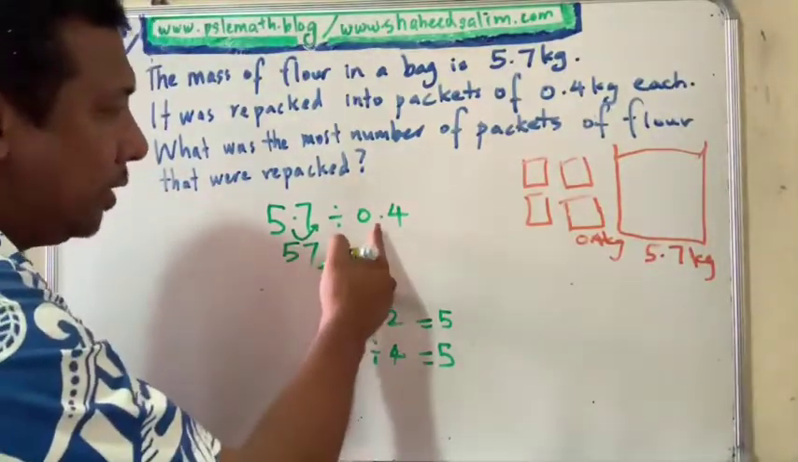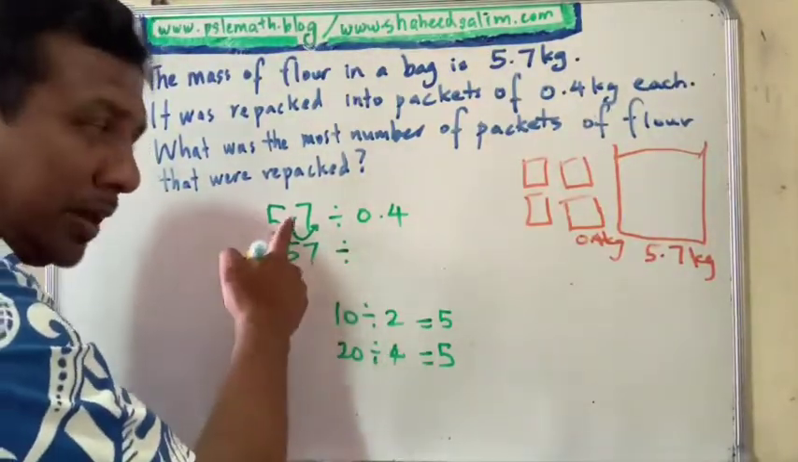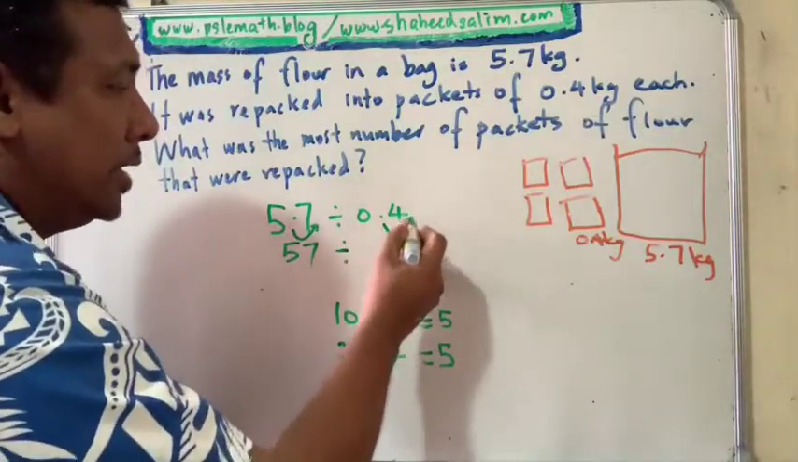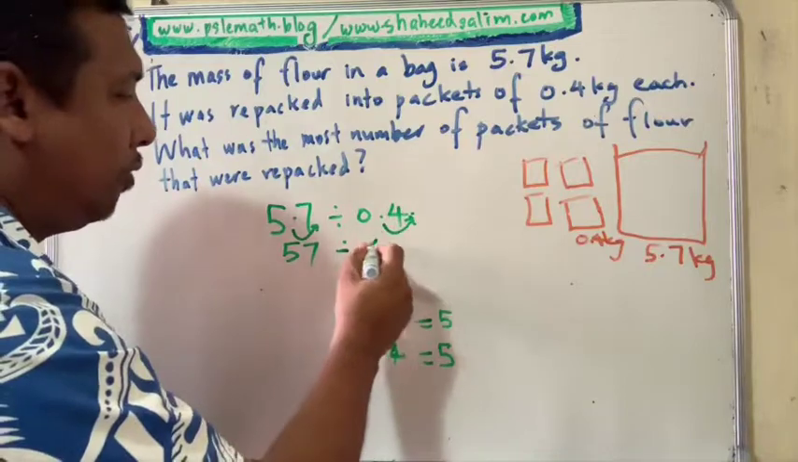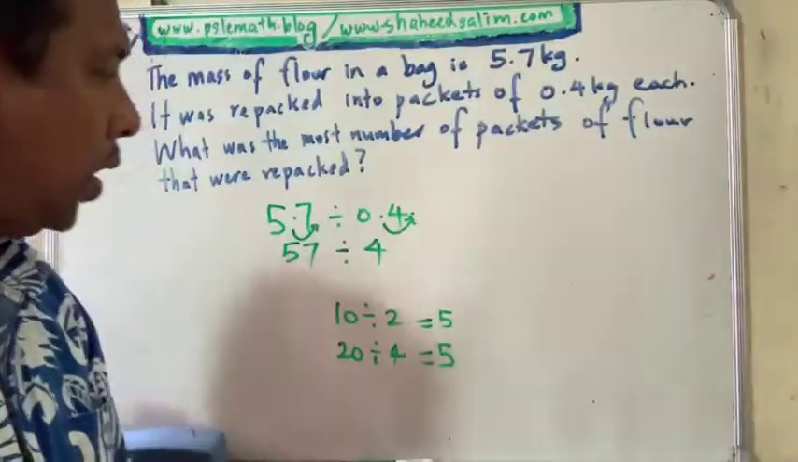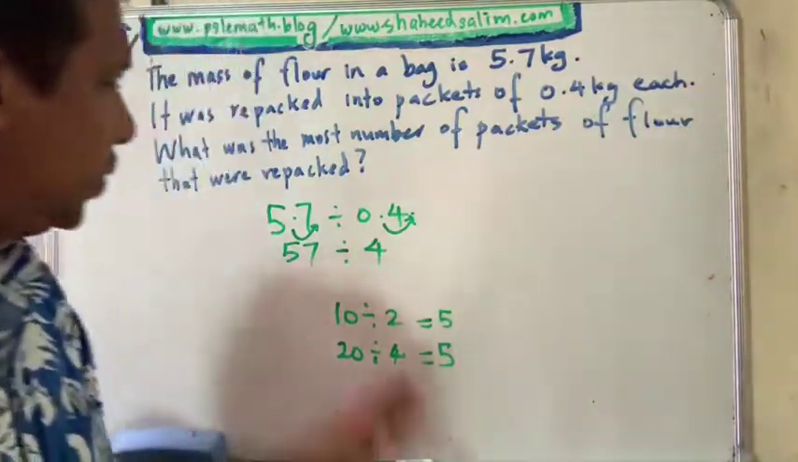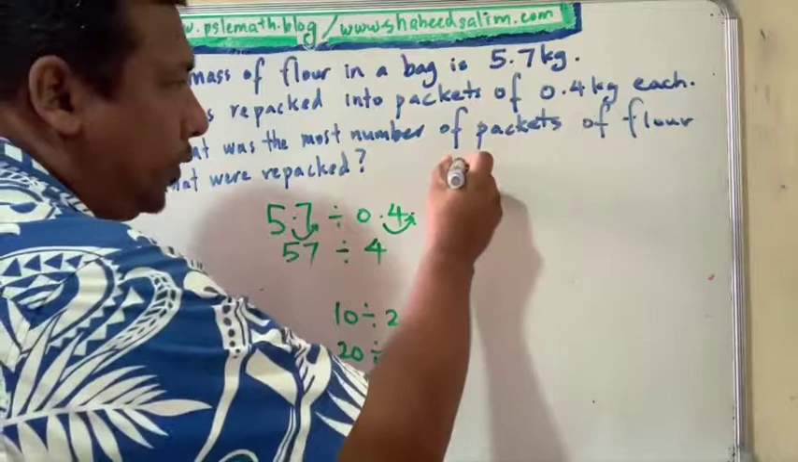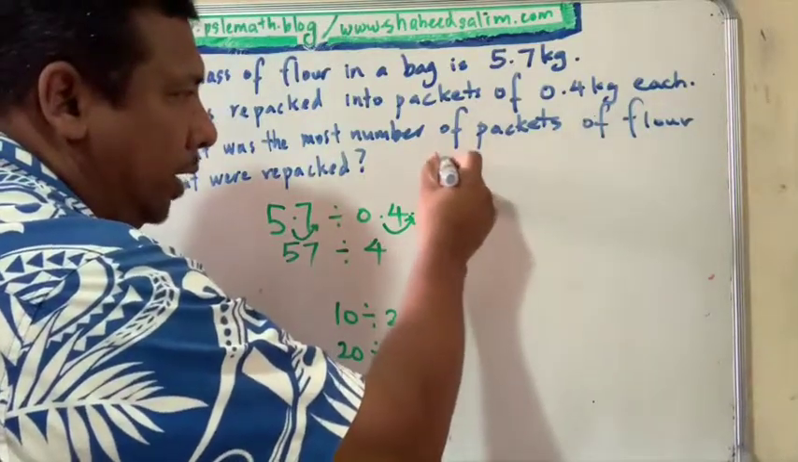And divide here. You times this by 10. If you times this by 10, you have to times the other by 10. So if you times this by 10, you shift the decimal place, this becomes 4. So it's 57 divided by 4. All you need to do is take 57 divided by 4.